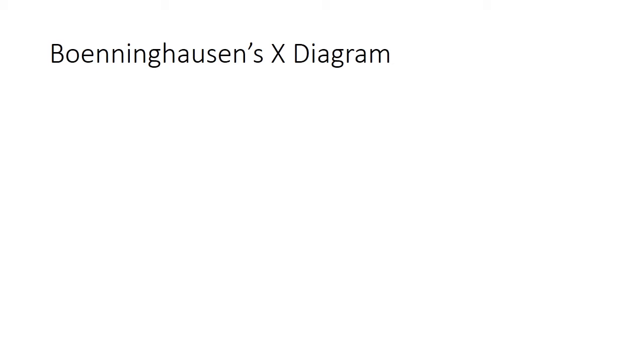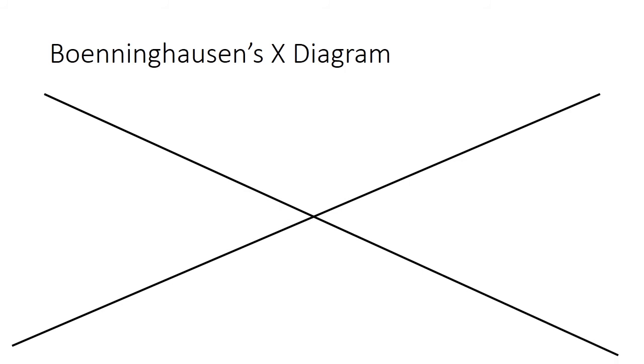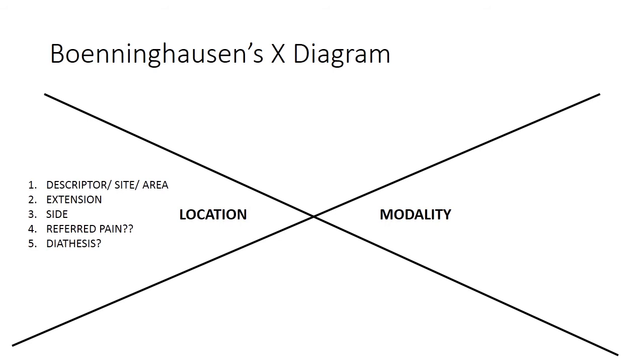So on a clean white sheet of paper, make a large cross like the alphabet X. And in each quadrant, you can mention location, modality, and so on. With location, you will be noting down the area, site, or the description of the kind of malady or sickness or disease that the person is exhibiting. By extension, we mean, does the pain extend in one particular direction? Outwards, inwards, upwards, downwards. That is very important.